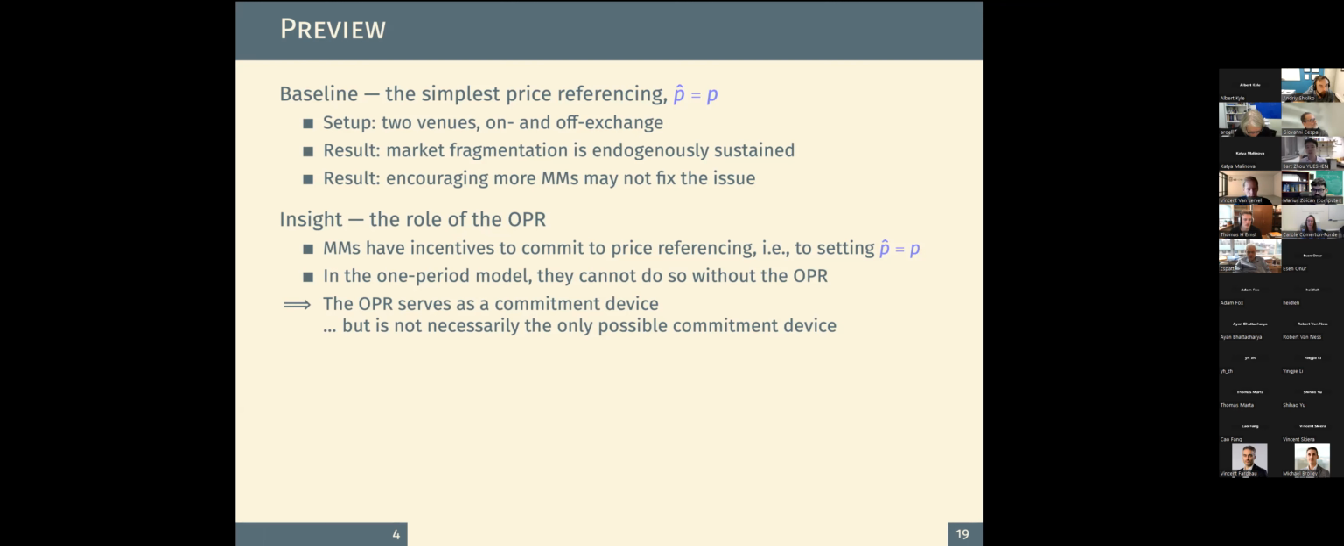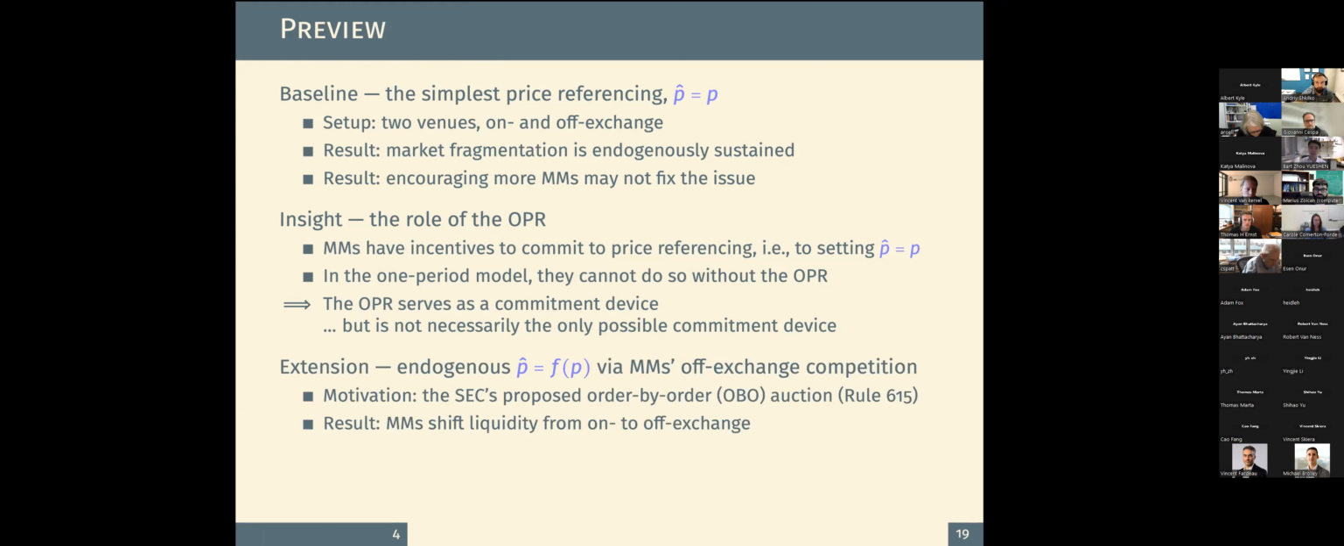But this is not necessarily the only possible commitment device, right? In a more elaborate multi-period model or sort of a dynamic model we are working on, you can easily see that in a steady state, the market makers can commit to price referencing even without the OPR in place. Okay? And we have some extension where we endogenize the price referencing rule. Instead of exogenous P hat equal to P, we endogenize this via their off-exchange competition. Okay, so that's sort of the overview of the result. And once we get there, we can talk more about these results. So if there are no questions about the previews of the results, I will get to the model next.